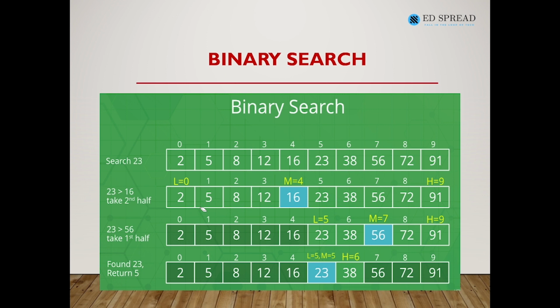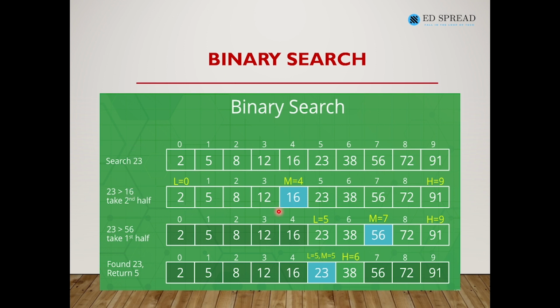So I want to search for the number 23. We need to understand that the binary search algorithm works on ascending order. So it will first look at the middle element, the fourth element, which here is 16. It is going to compare 16 and 23, and see which is higher. 23 is higher.